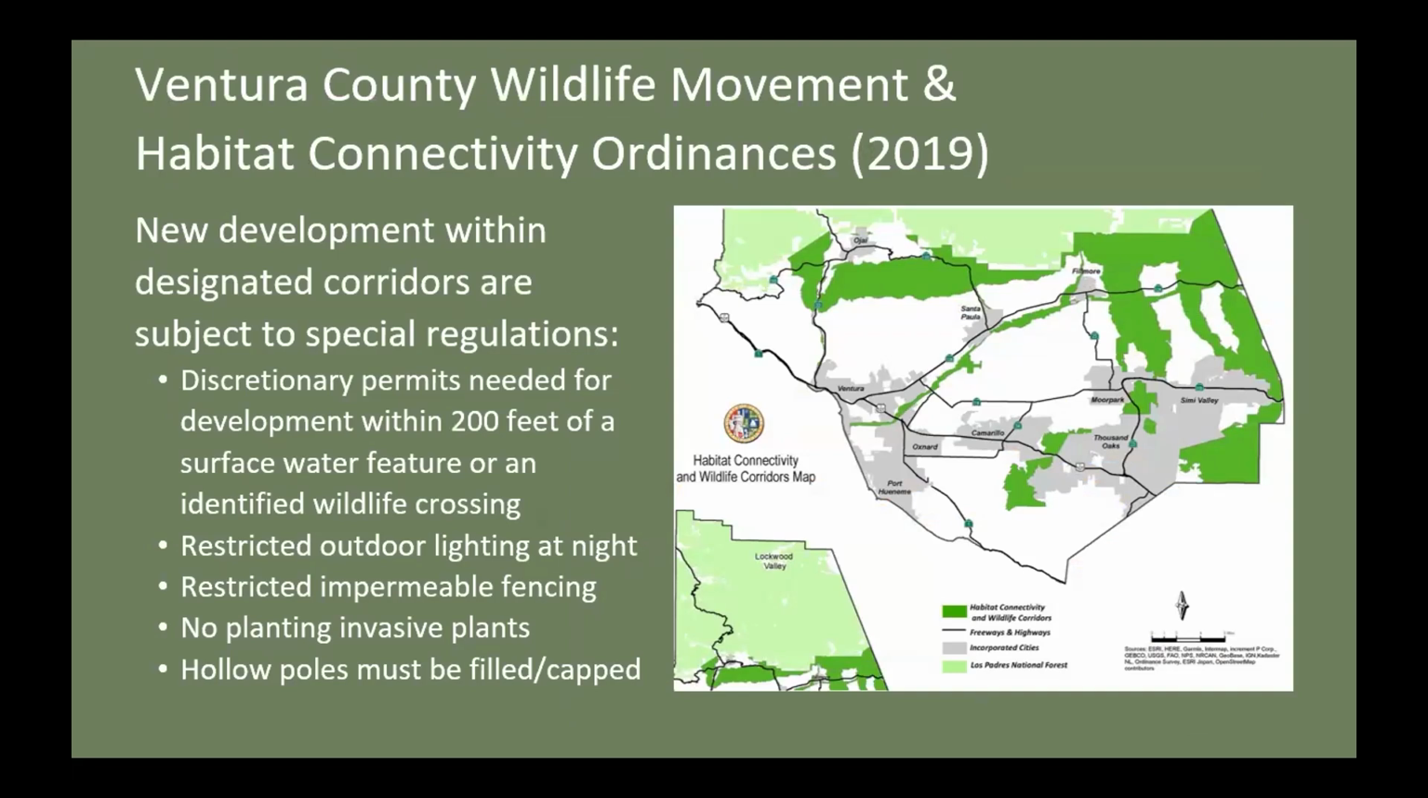So there hasn't been a ton of time for implementation on that yet, but what's really awesome is that Ventura County has passed a wildlife movement and habitat connectivity ordinance. They passed it in 2019, so they're actually already in compliance with AB 1889. And what they did was they identified important connectivity areas. They call them designated corridors. And then any new development in these designated corridors is subject to specific regulations. So that's things like needing a discretionary permit if they want to develop within 200 feet of a surface water feature or an identified wildlife crossing, and having restrictions on outdoor lighting at night and impermeable fencing. They're not allowed to plant any invasive plants, and any hollow poles must be filled or capped so that small animals don't get trapped in them.